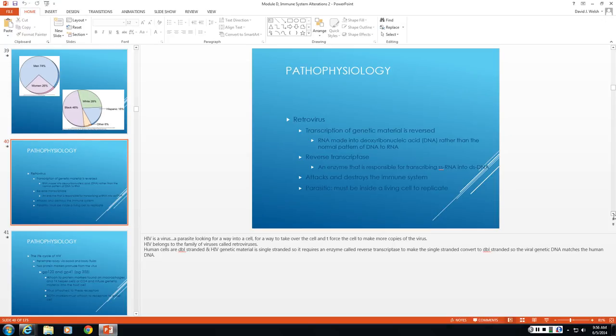Now, reverse transcriptase is an enzyme responsible for transcribing RNA into DNA, and it attacks and destroys the immune system. Like we said, it's parasitic, so it must be inside a living cell to replicate. Human cells are double-stranded, and HIV genetic material is single-stranded. So it requires an enzyme, reverse transcriptase, to convert the single strand to a double strand, so the viral genetic DNA matches the human DNA. That's how HIV works.